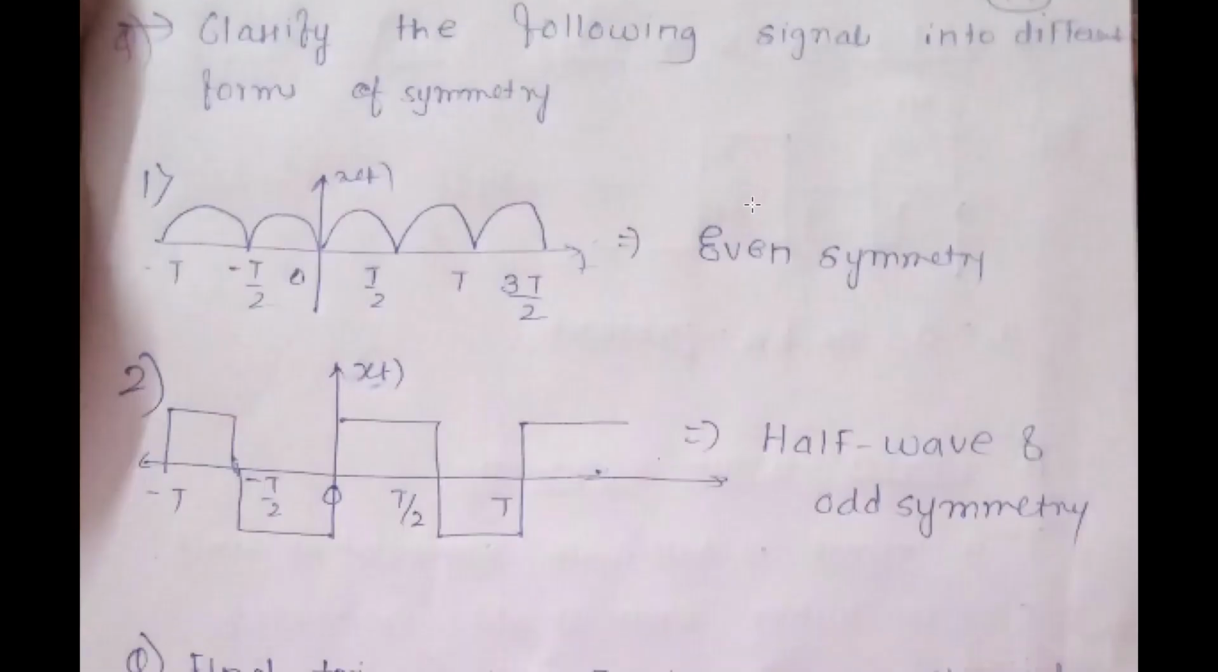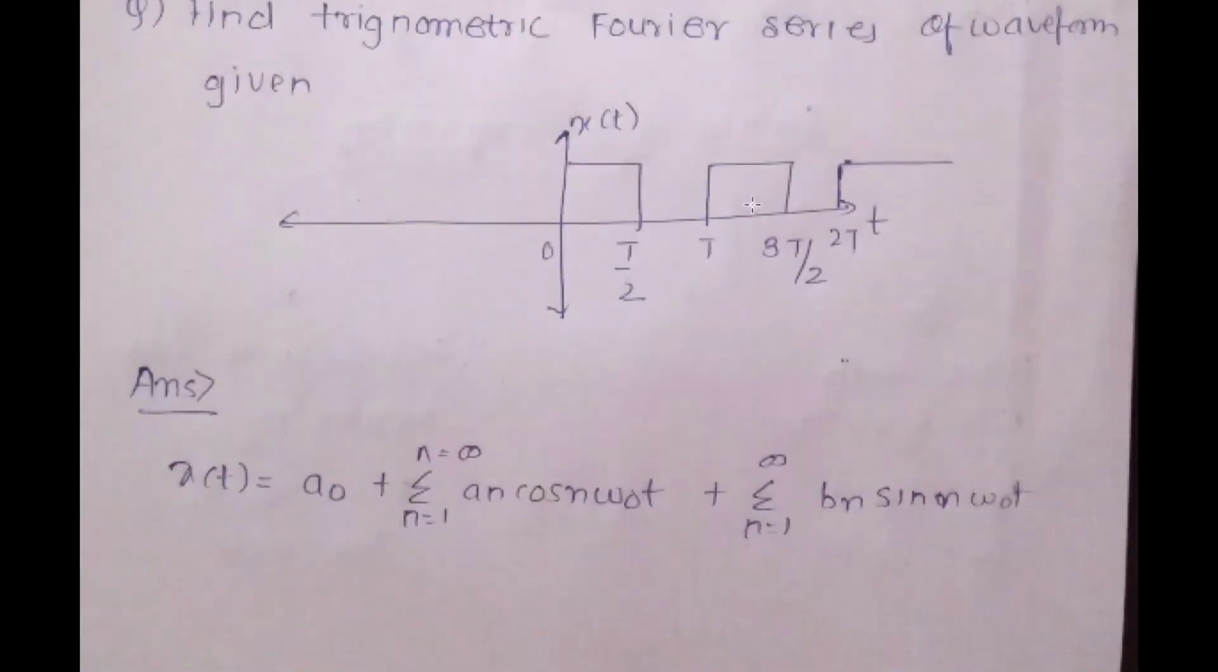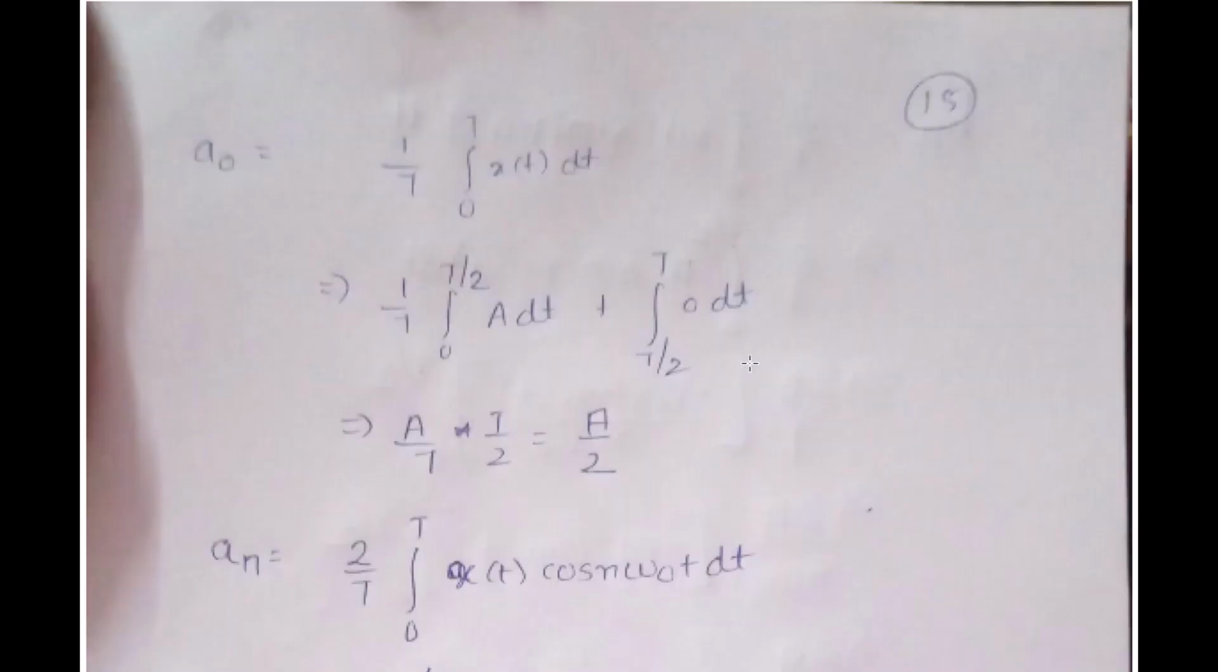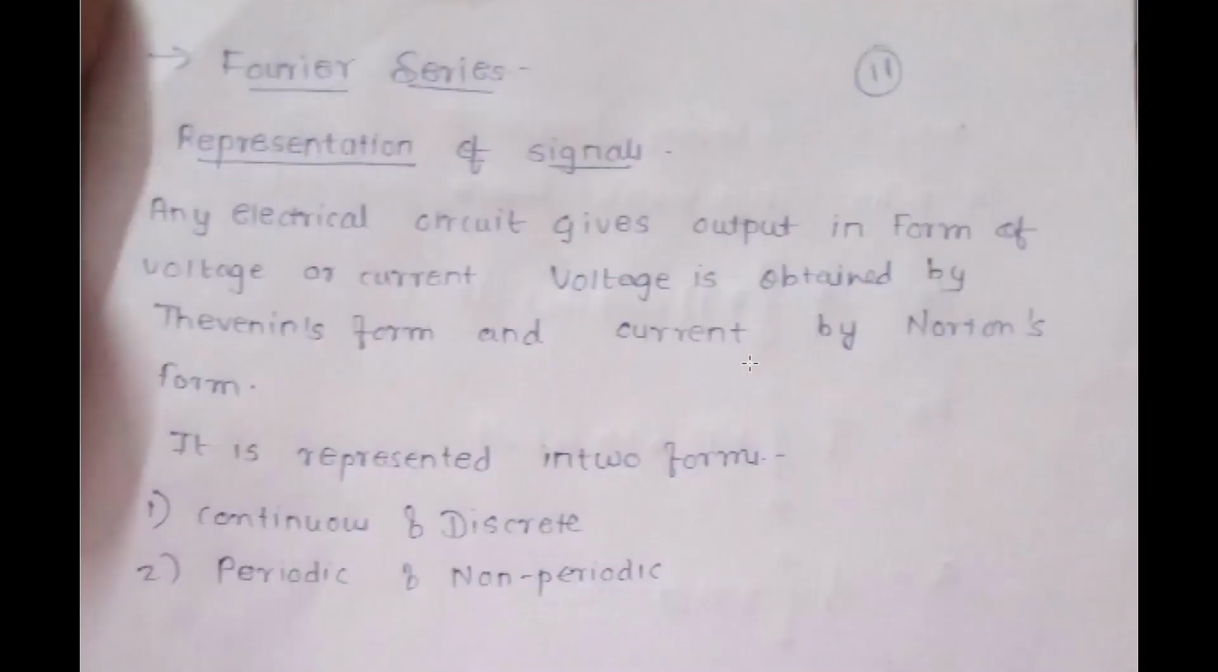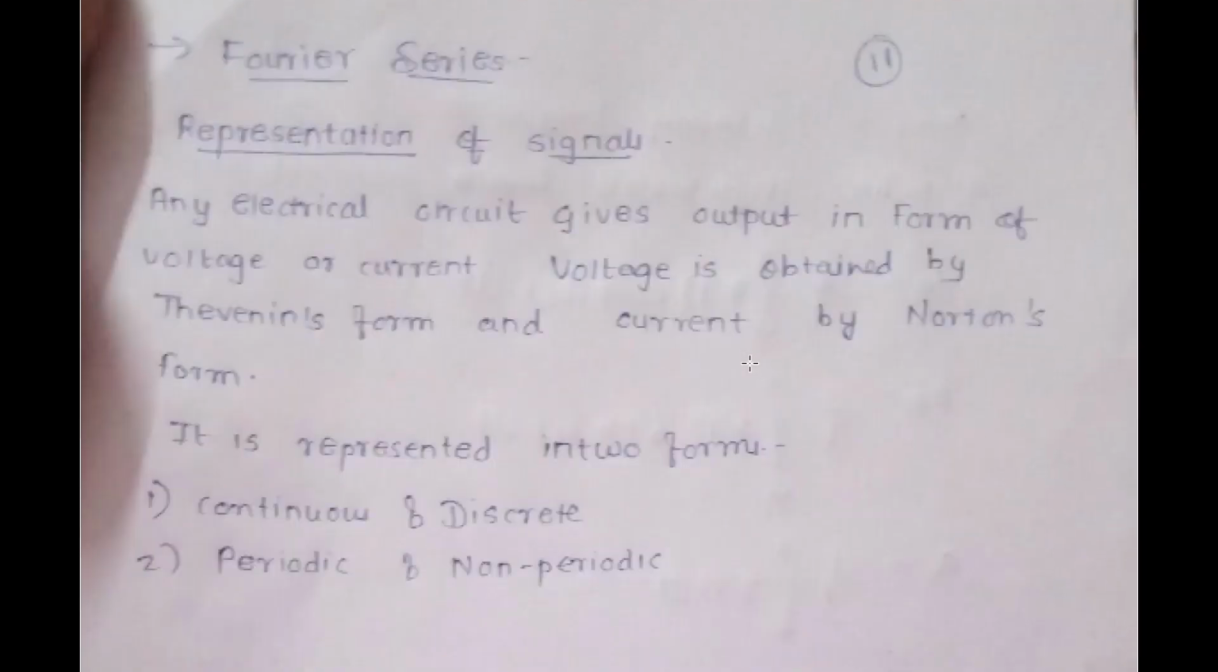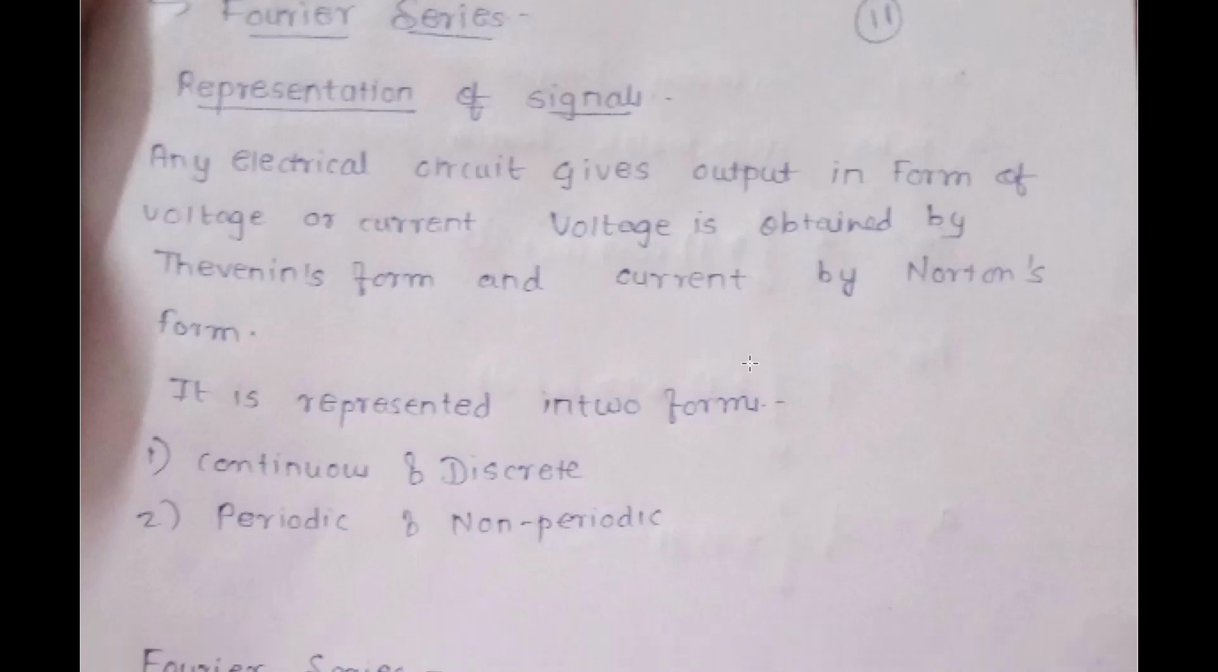Then we have numericals in order to classify the signals. And then we have solved one particular question in which we are given a periodic signal x of t and we have to find out the trigonometric Fourier expansion for the signal. So I hope I am very clear with this. We'll try to solve a numerical on it and then go ahead accordingly. So starting with the Fourier series now.